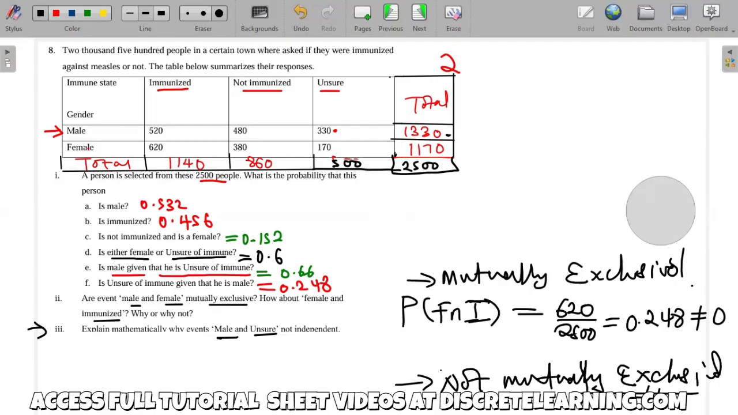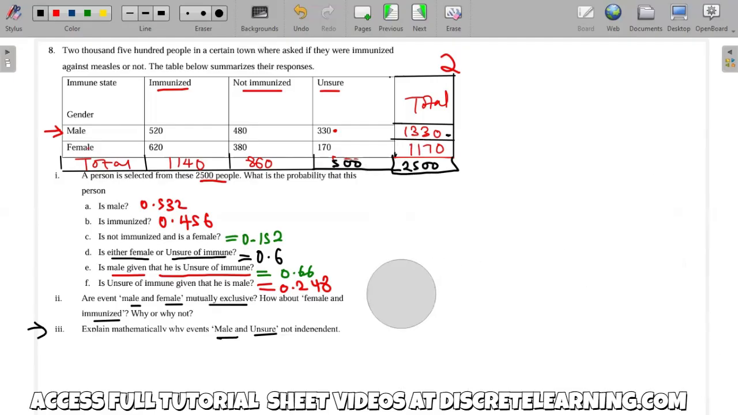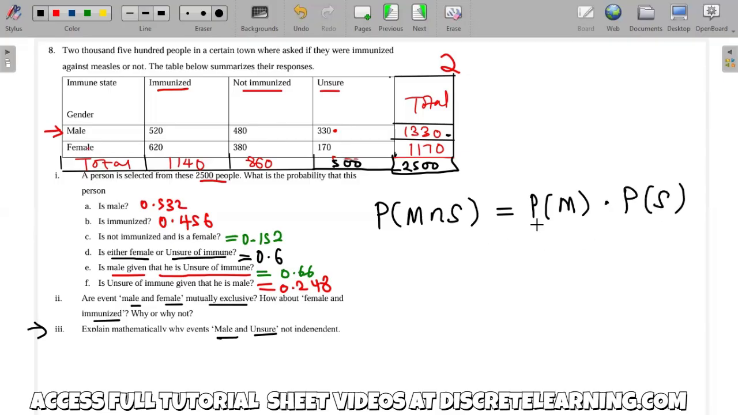So now we are talking about independent events. Two events are independent if the probability of their intersection is equal to the product of their individual probabilities, right? So here I have the probability of male intersection unsure equals the probability of male multiplied by the probability of unsure. If this probability is equal to this, then I'm going to say they are independent. That's how we show it mathematically. If they are not equal, then we're going to say they are not independent.